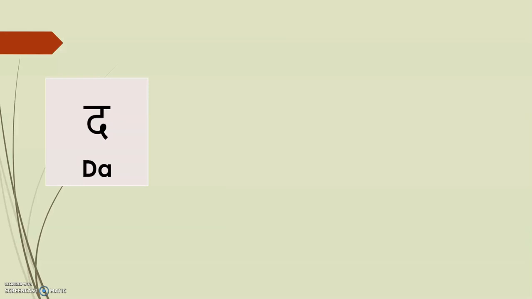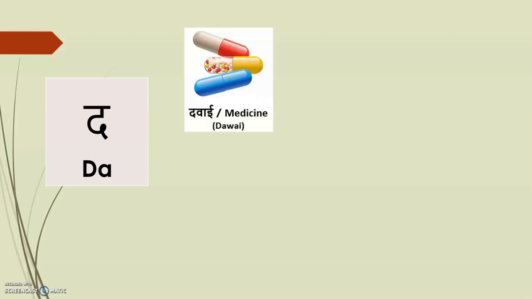Now let's go to the next letter. The next letter of the fourth group is dh. In the first picture, we can see medicine. Medicine in Hindi is called dawai. So let's repeat. Medicine in Hindi is called dawai.